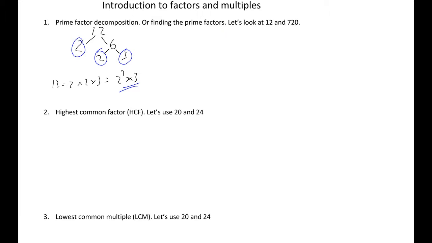Doing exactly the same thing with 720, it looks like it's going to be much harder. It's not. 720. The first number I always look for is 10 or 100 or 1,000. I can see that 10 goes into this, so I immediately pull that out. I don't know what the factors of 72 are off the top of my head, but we're going to find it out. Now 10, I can split into 2 and 5. And I know that both 2 and 5 are prime numbers, so that side's now done.